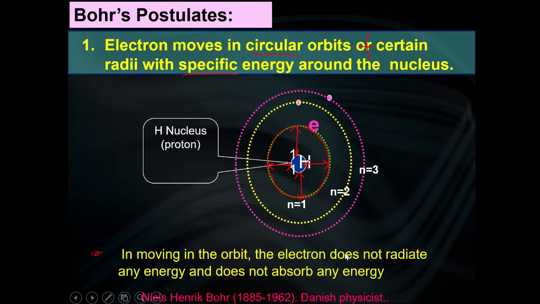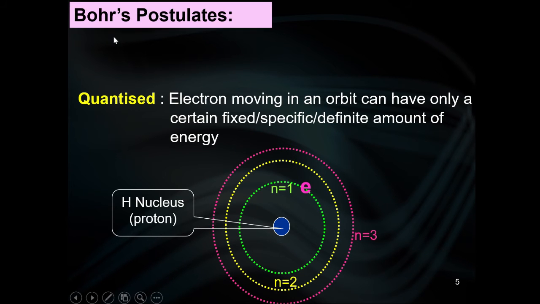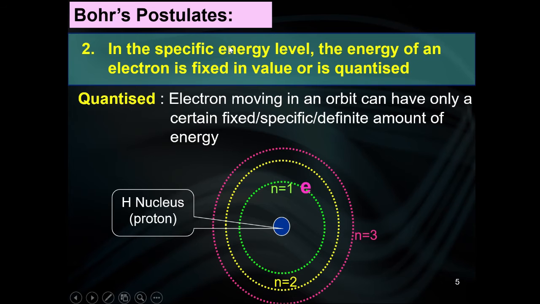In moving in the circle, the electron does not radiate any energy and does not absorb any energy. The second postulate says that in a specific energy level, the energy of an electron is fixed in value, or quantized. Quantized means an electron moving in an orbit can have only a certain fixed, specific, or definite amount of energy. All have the same meaning.